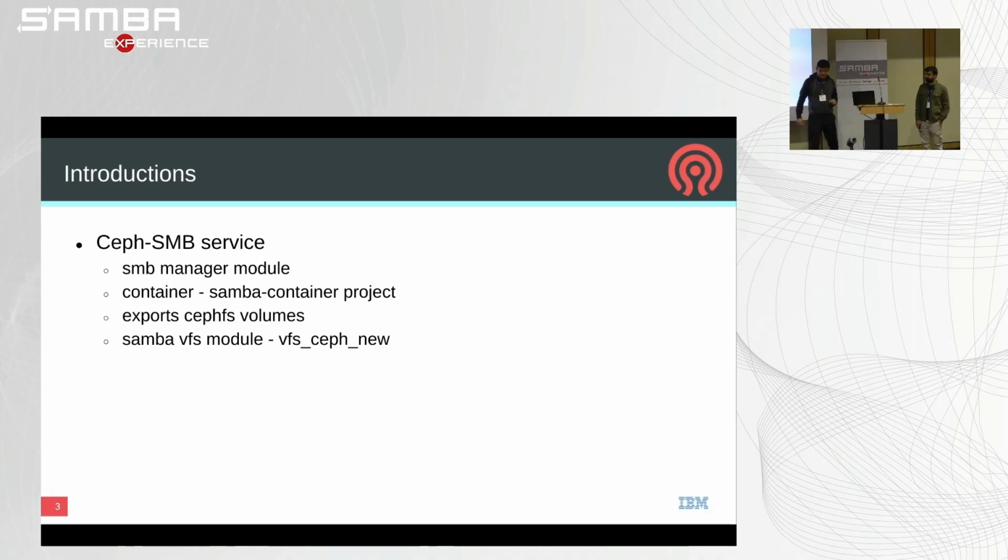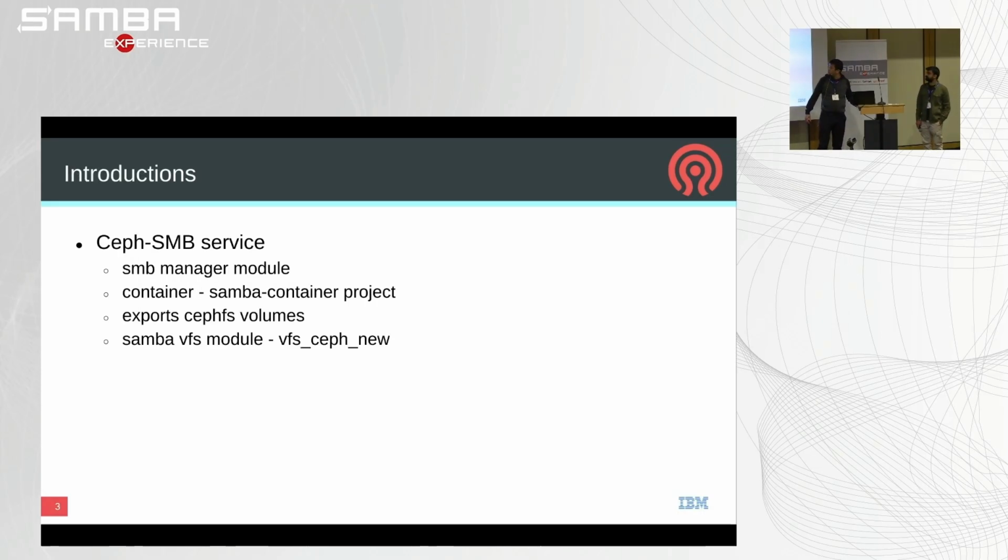So what is the Ceph SMB service? It provides an SMB manager module, which allows you to orchestrate an SMB service to export the CephFS volume created on Ceph. To do that, we use a container which runs Samba. This container is built using the Samba container project, which is also available on GitHub. It exports the CephFS volume, and we use the new VFS Ceph new module to export the CephFS volume.